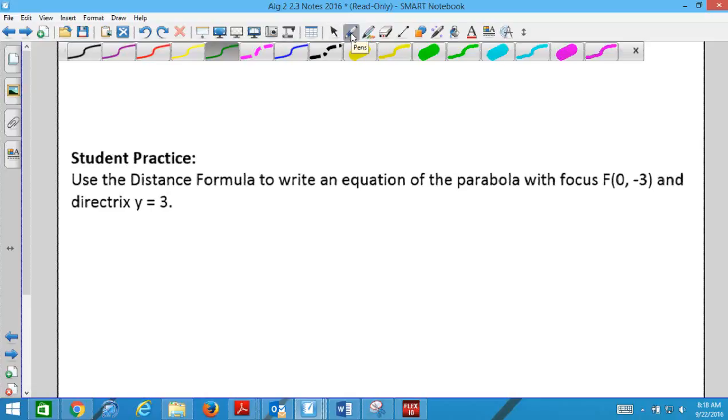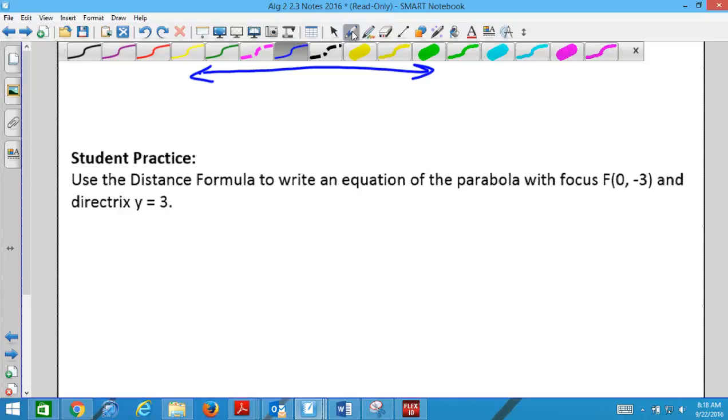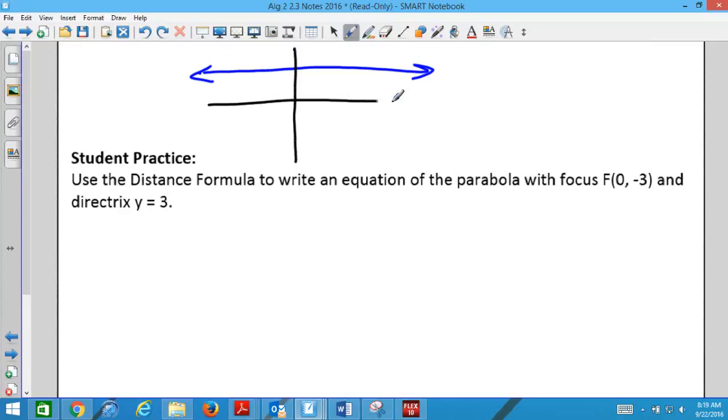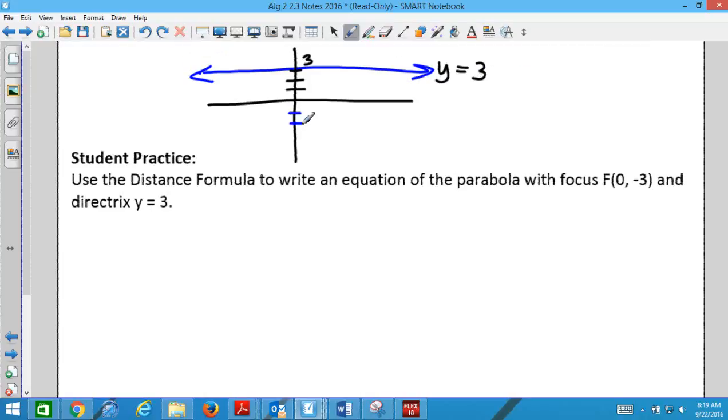Start by sketching a graph, and this one's a little bit more challenging to graph, so I'm going to help you through the graph part. It says the focus is at 0, -3, and the directrix is at y equals 3. So we have our directrix all the way up at y equals 3. You're thinking like x and y axis. And our focus is at 0, -3.